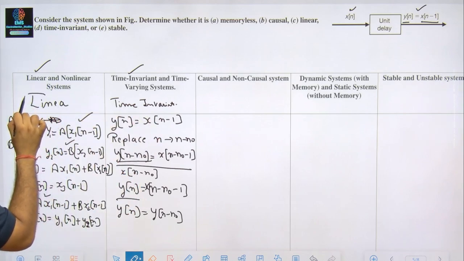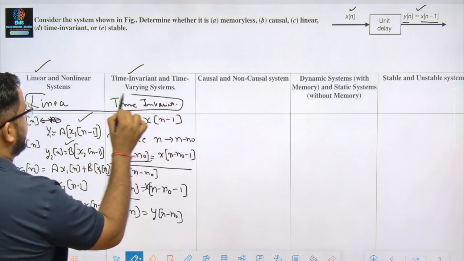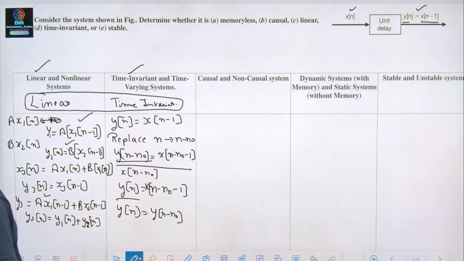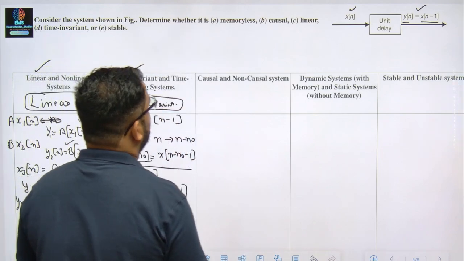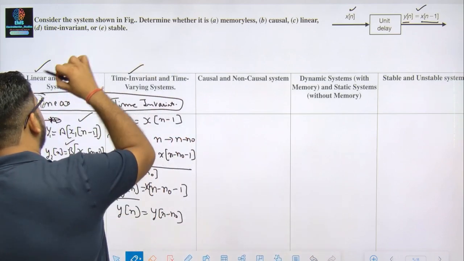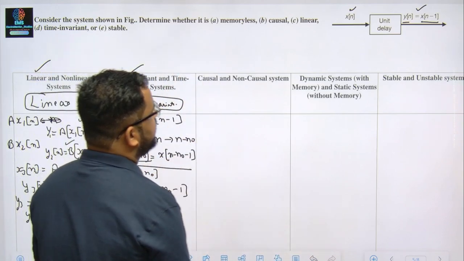And this brings me to another system which is known as an LTI system, which we'll be discussing in the next topic. So a system is linear and a system is time invariant.